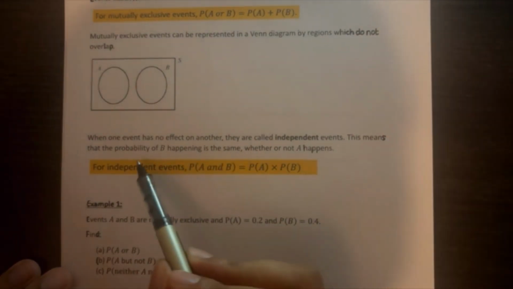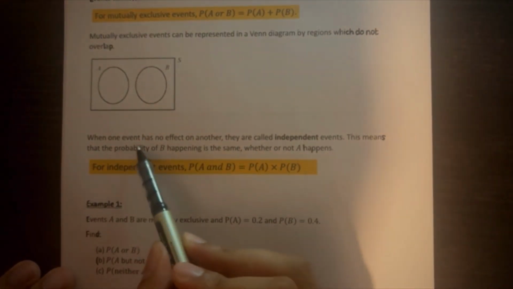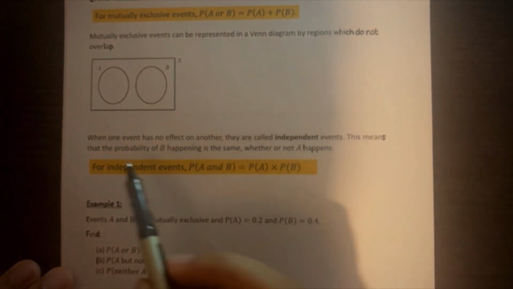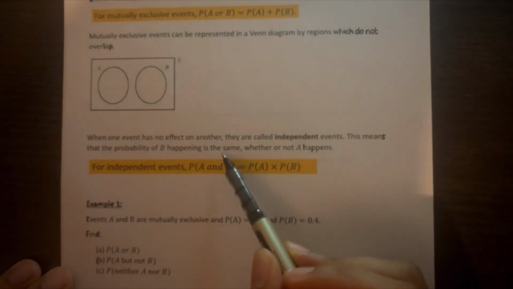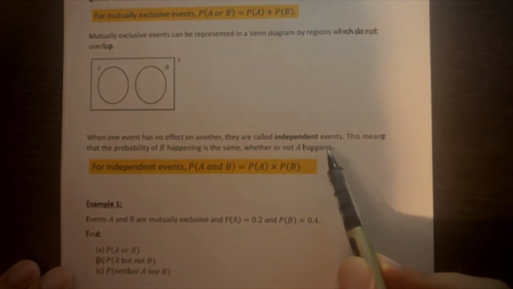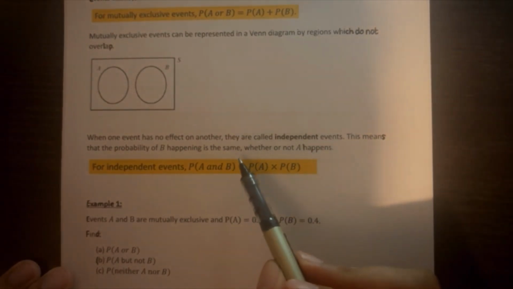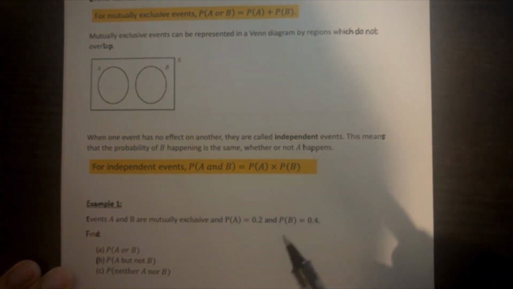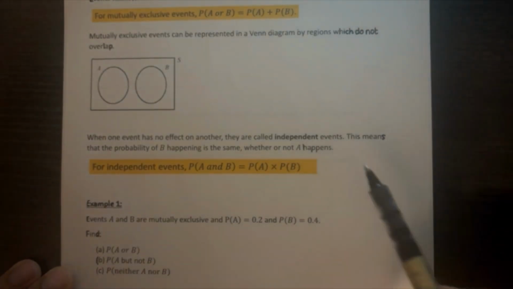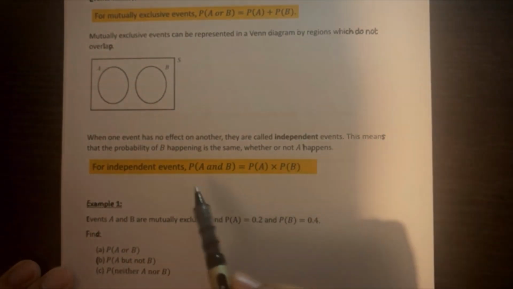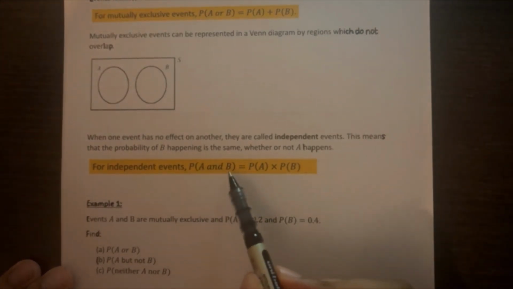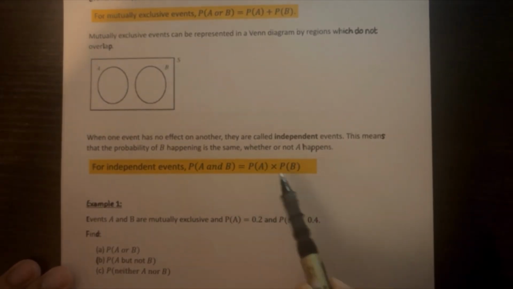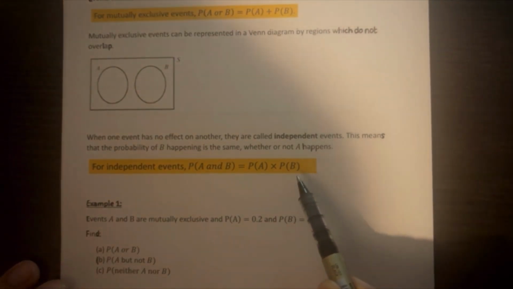Another type of events we have is a pair of independent events. When one event has no effect on another, they are called independent events. This means that the probability of B happening is the same whether or not A happens. If I'm rolling 2 dice, the scores on those dice are independent of one another because the score I get when I roll 1 dice isn't affected by the score on the other dice. For independent events, the probability of A and B, so the probability of 2 events both occurring, is equal to the probability of A multiplied by the probability of B.